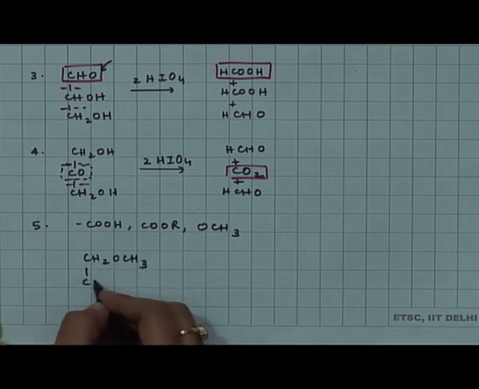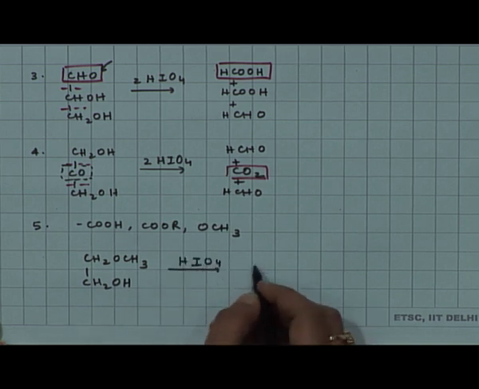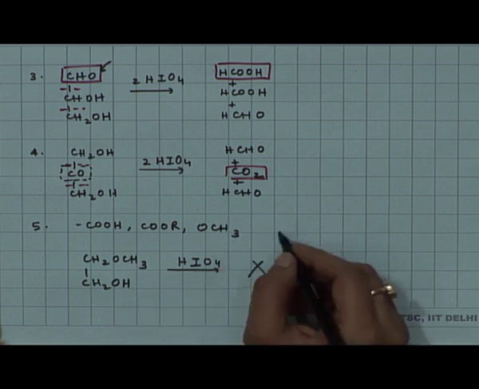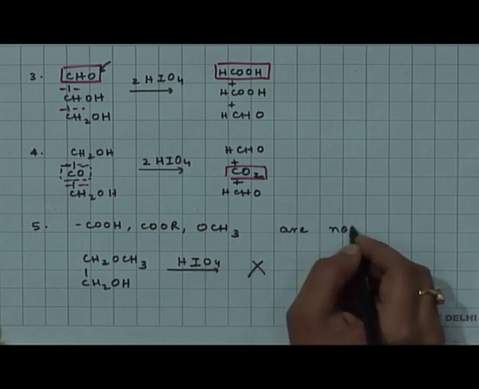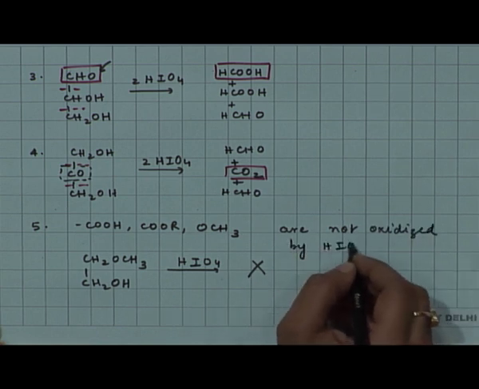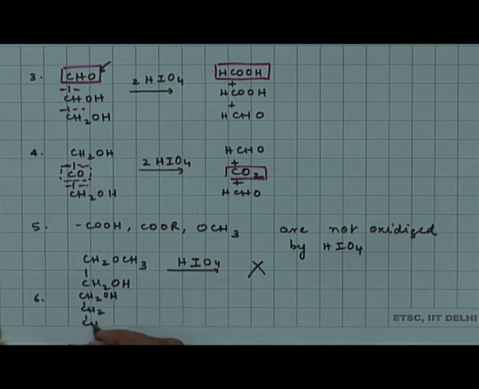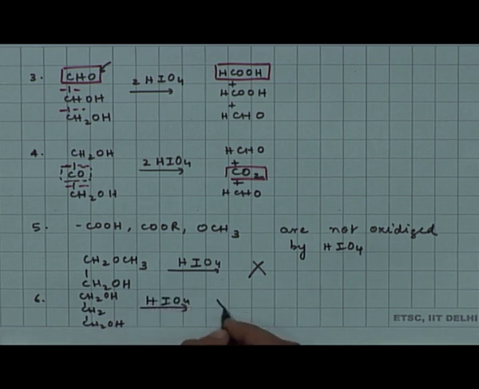If any carboxylic group, an ester group or a methoxy group for that matter is present next to the carbon bearing the hydroxyl functionality, and you carry out the periodic oxidation of this, the reaction does not happen. So, these compounds are not oxidized by HIO4. Likewise, if you have a methylene functionality coming in between the 2 hydroxy carbons, this again is immune to periodic acid oxidation and you do not see a product in this case as well.